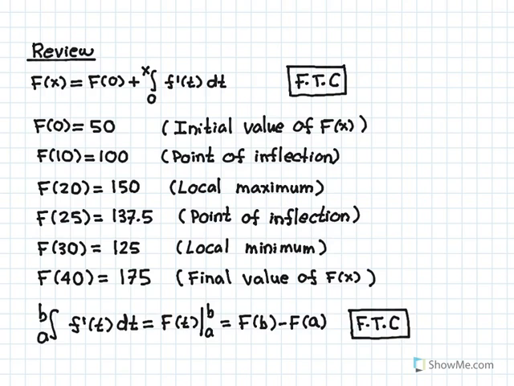All right, so on the next page, we have a review of the things that we did here. The theory, for example, capital F of x is equal to F of 0 plus the integral from 0 to x of f prime of t dt. And we just kept applying this formula over and over again to sketch this antiderivative.